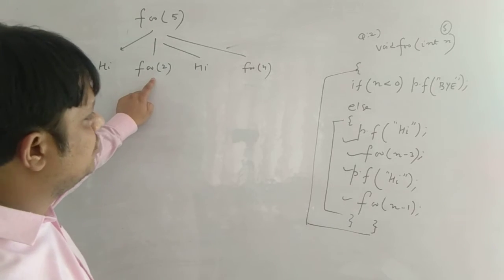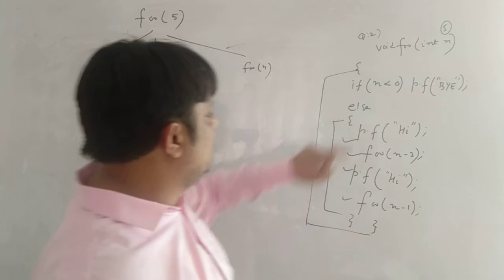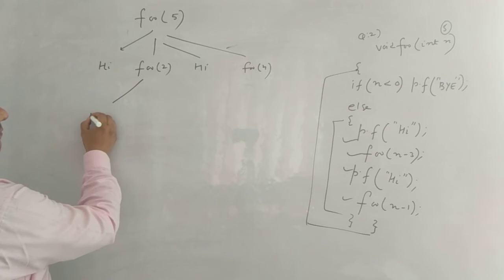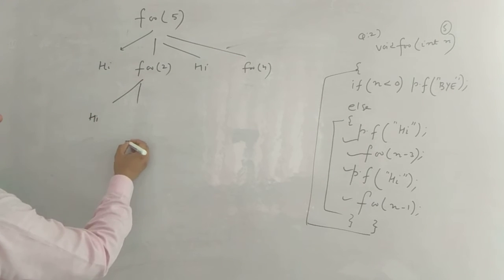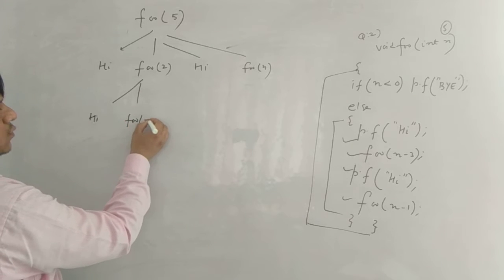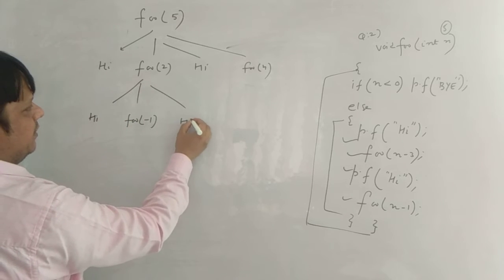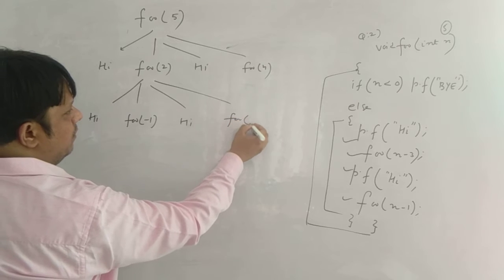Now we will call this function foo(2). So again this condition is false. Again we go to this else statement. It will print high. Then this will print what? foo(minus 1), one more high, and then foo(1).